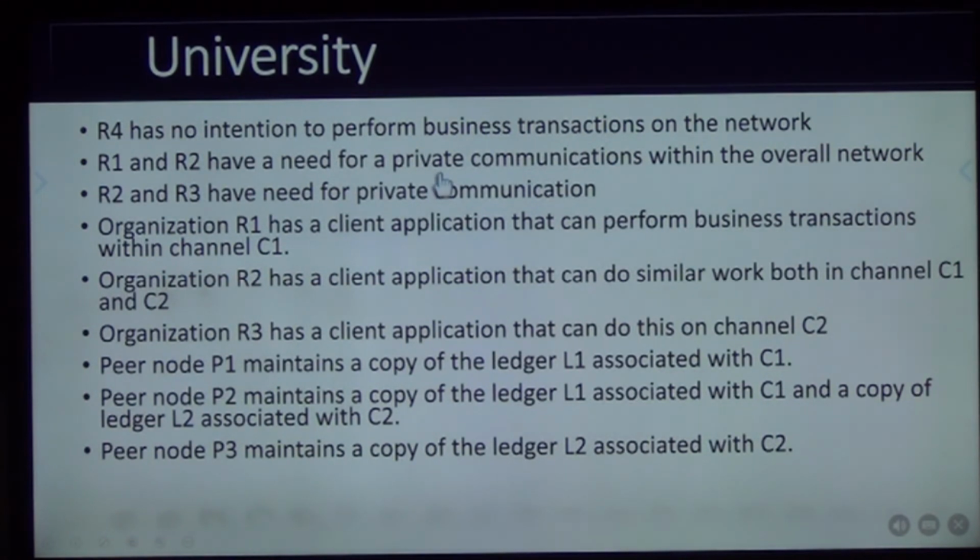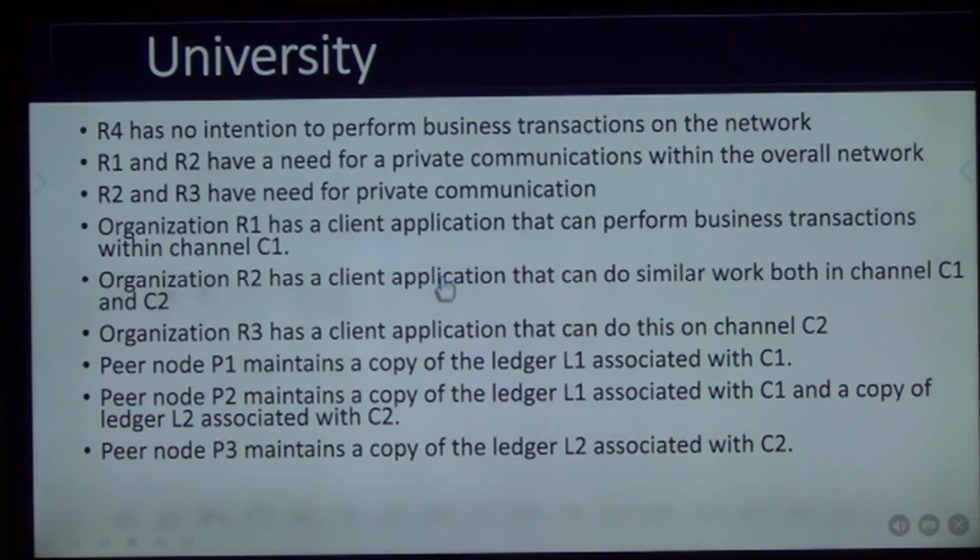जैसे यार हमने उनको नहीं बताना, so we should have a private communication. R2 and R3 have need for private communication. उनका वो कहते हैं हमने उनको नहीं बताना कि okay you have this network and this network. Organization R1 has a client application that can perform business transactions within the channel C1. So we develop an application and we say every student who wants to invoke a contract should just download this application. ठीक है, वो आपके पास application आ गई.